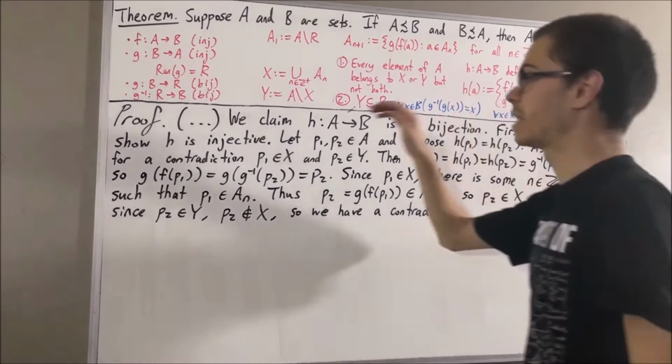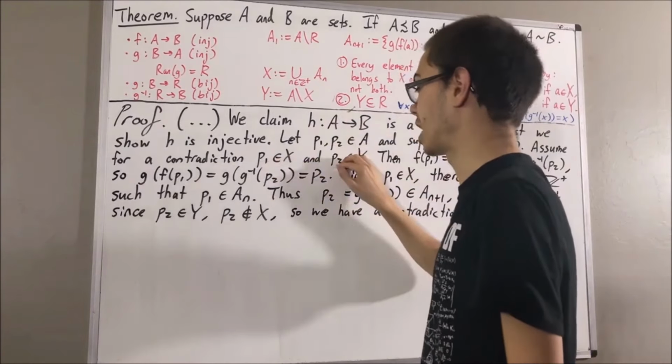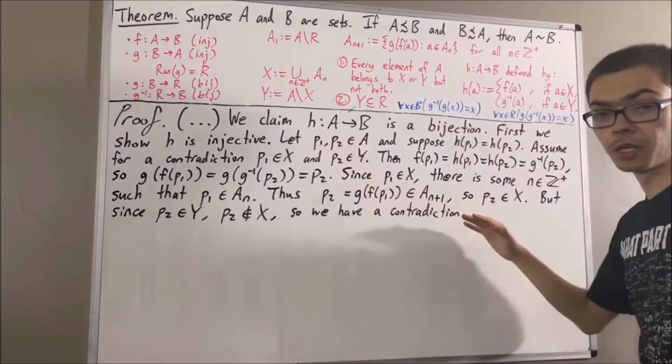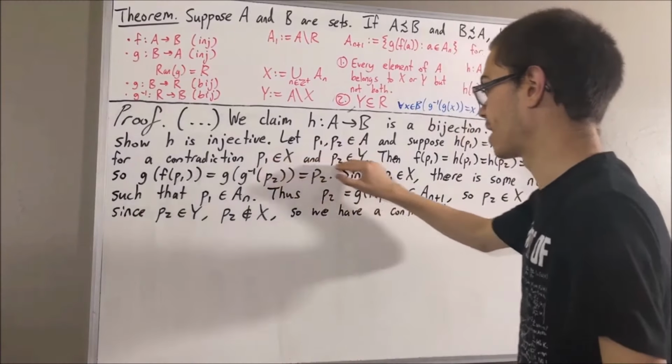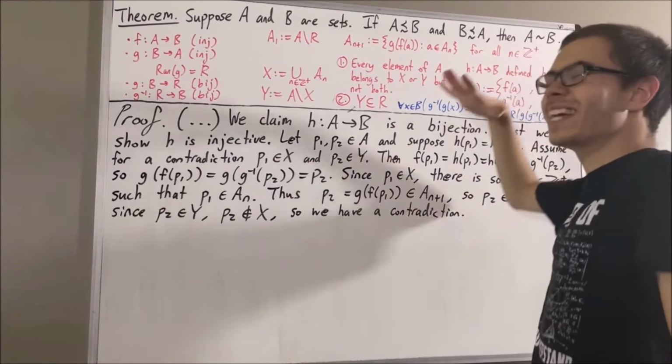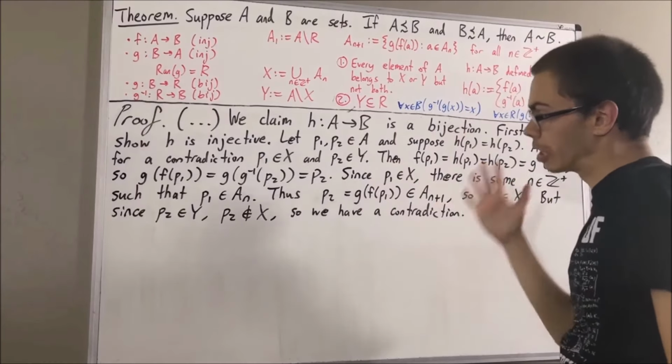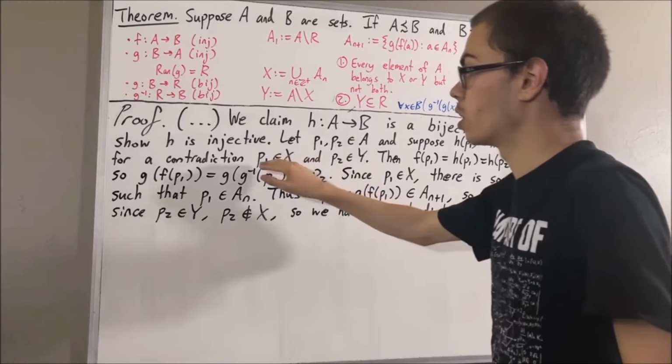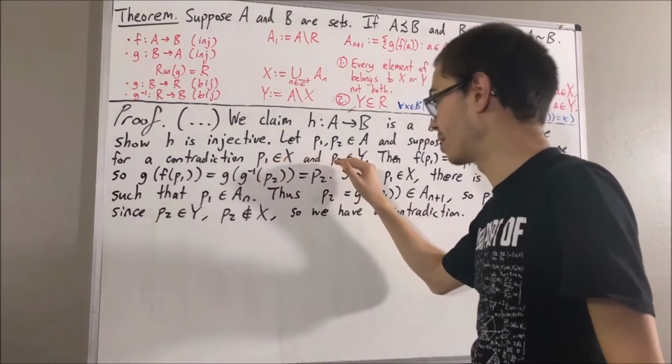Our assumption that p1 is an element of x and p2 is an element of y led us to a contradiction. So we have eliminated this possibility. A similar argument also eliminates the possibility that p1 is an element of y and p2 is an element of x.